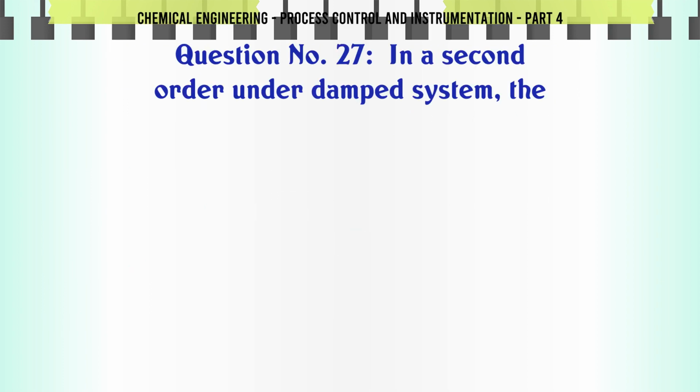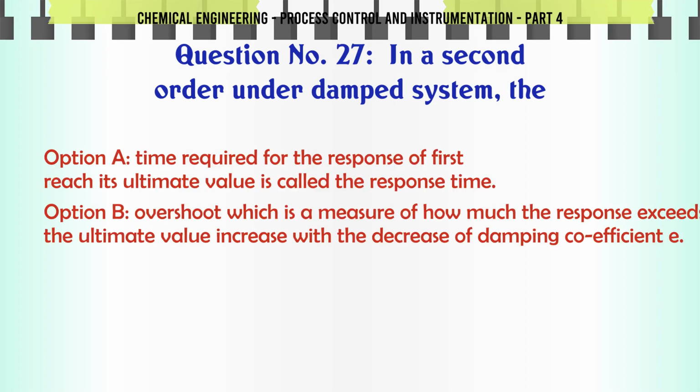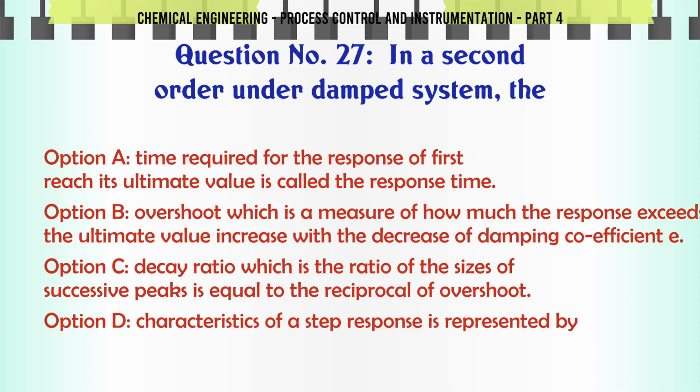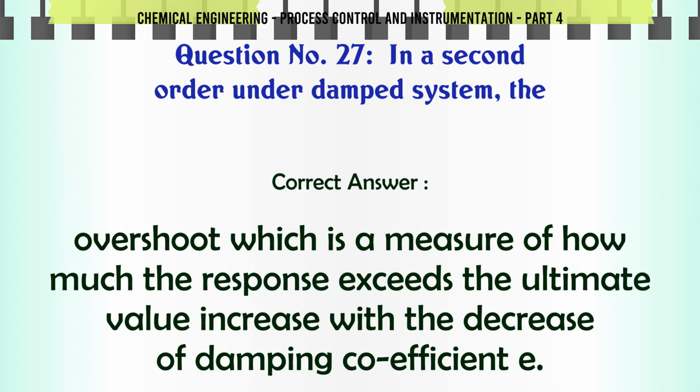In a second-order underdamped system, A. the time required for the response to first reach its ultimate value is called the response time. B. Overshoot, which is a measure of how much the response exceeds the ultimate value, increases with the decrease of damping coefficient. C. Decay ratio, which is the ratio of the sizes of successive peaks, is equal to the reciprocal of overshoot. D. Characteristics of a stepped response is represented by. The correct answer is overshoot, which is a measure of how much the response exceeds the ultimate value, increases with the decrease of damping coefficient.